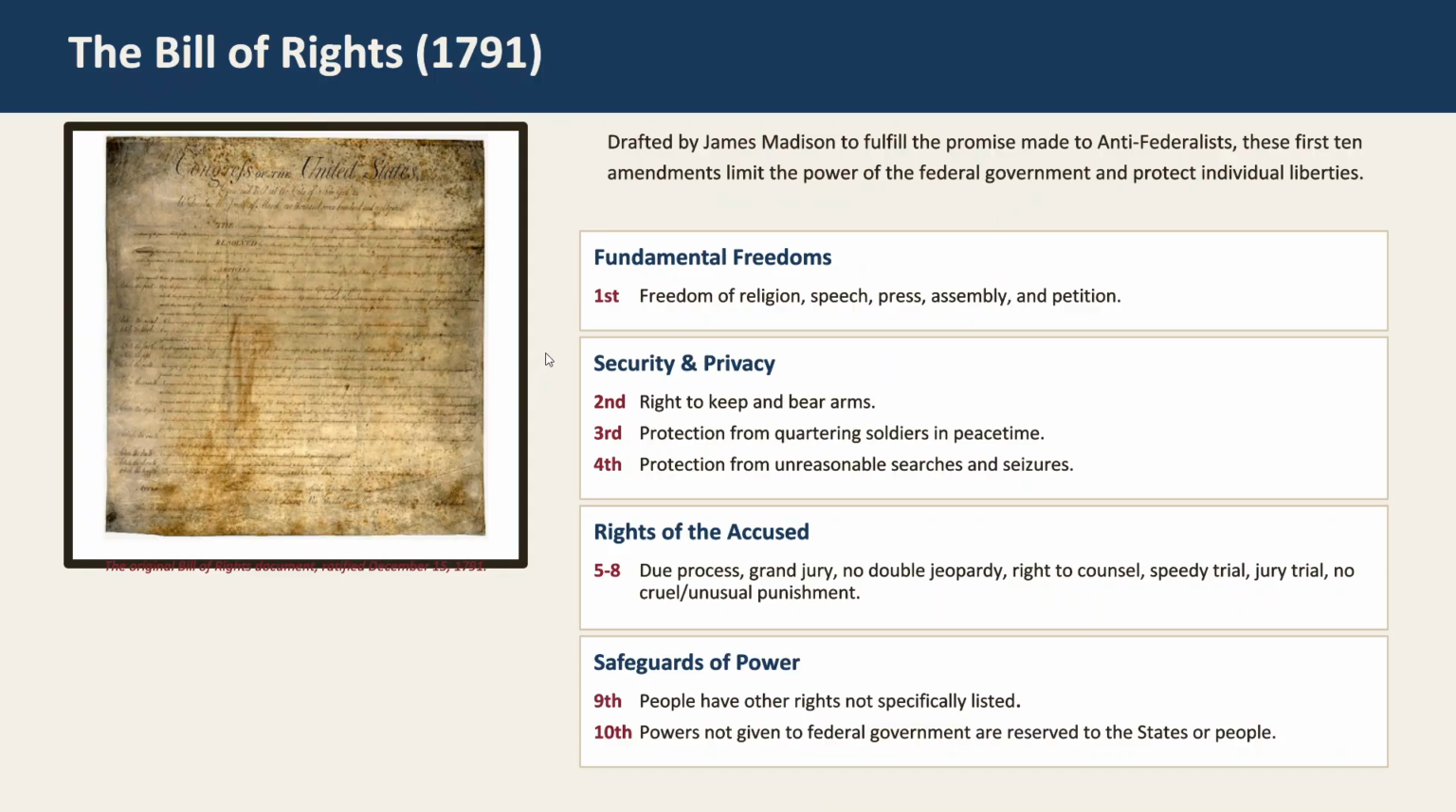And so we'll talk about the Bill of Rights, and it was drafted by James Madison, who was a Federalist. And they're designed to protect individual liberties from government intrusion. For example, the First Amendment guarantees our most fundamental freedoms: religion, speech, press, assembly, and to petition the government for action. There's other amendments that protect our right to privacy, security, and due process of law. That would be the 5th through 8th.